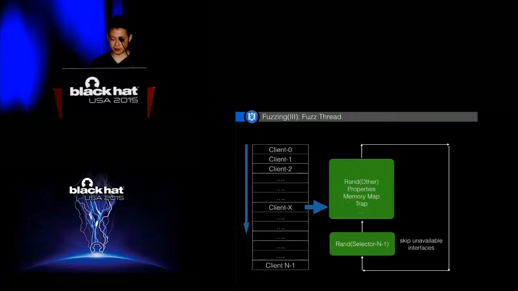Now we can do the real fuzz. In the research, we discovered that a lot of interfaces depend on the invoking sequence, so we call the selectors in a random sequence to avoid dependence. What's more, for some other interfaces such as properties, memory map, and trap, we also add them into the fuzz randomly.